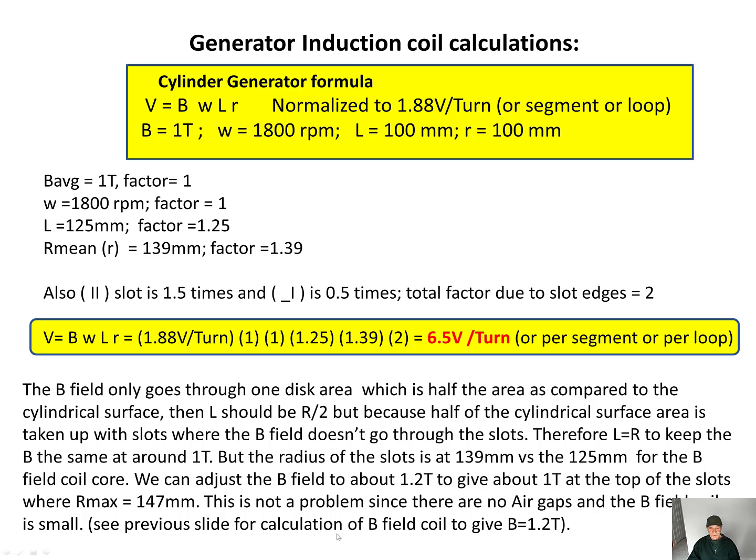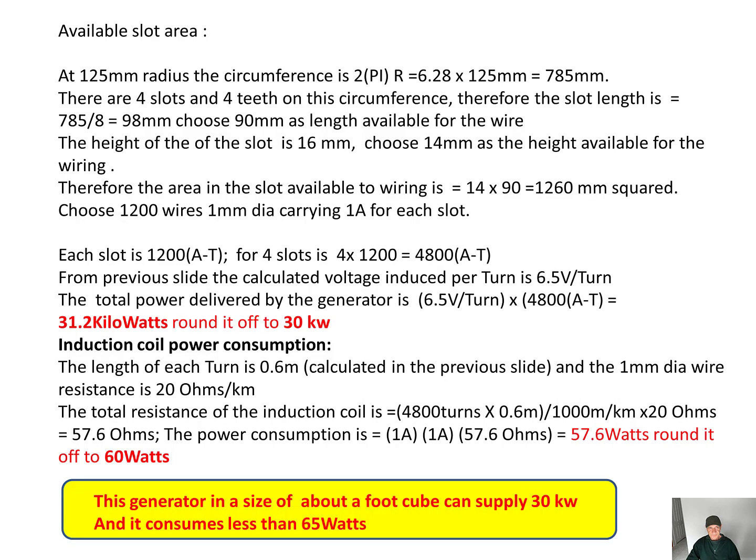See the previous slide for the calculation of the B field coil to give B equals 1.2 Tesla. That's why we chose the B field to be 1.2 Tesla, to give about 1 Tesla at the top of the teeth, on top of the slot. We're not using any more conductors on the teeth.